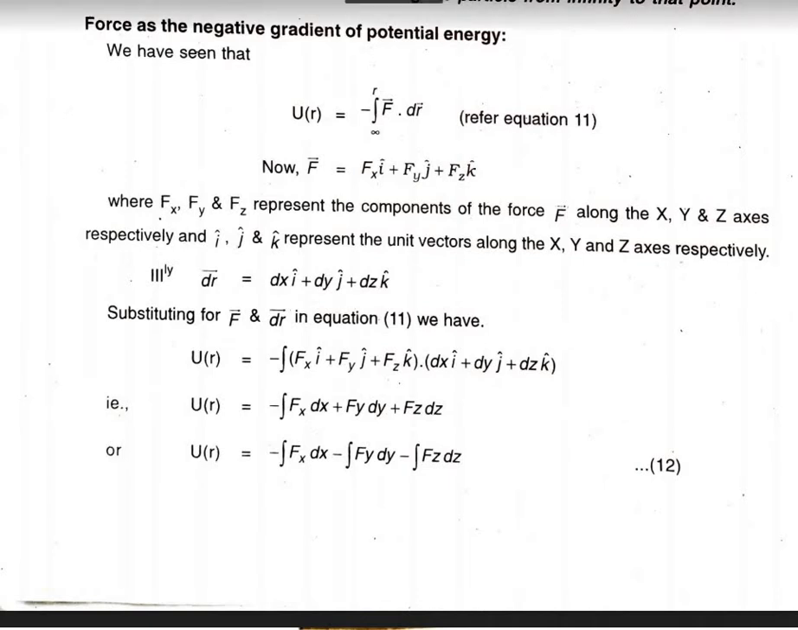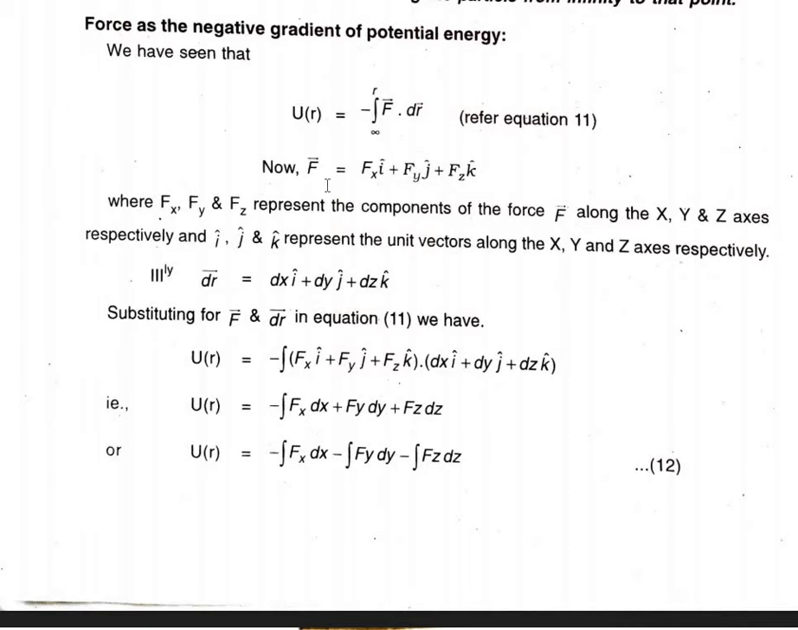Good morning. Let us study another property of conservative force. Here we know that the potential energy at any point is U(r) equals minus the integral from infinity to that point r of F dot dr. This will give you a relation between potential energy and force. So F can be written in vector form.